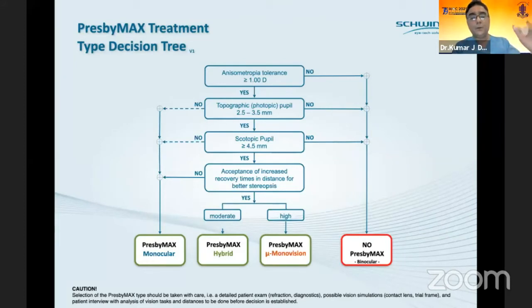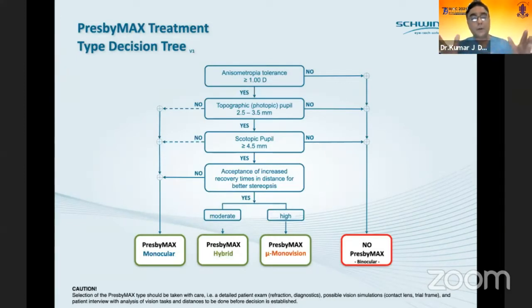But if your photopic pupil is between 2.5 and 3.5 and your scotopic pupil is 4.5, the acceptance is increased. So I'm going down the chart, and yes, then it's moderate to high. The patient will be happy with Presbymax hybrid or Presbymax monovision. So this is a simple chart that has to be followed, and the patient will be quite happy with the treatment.